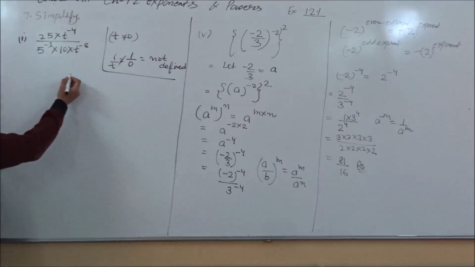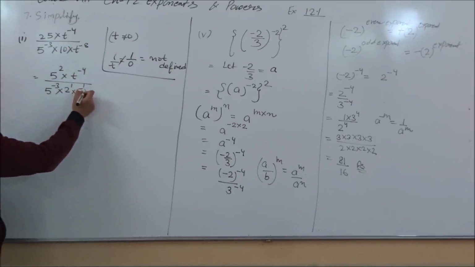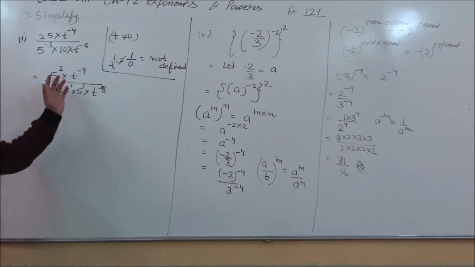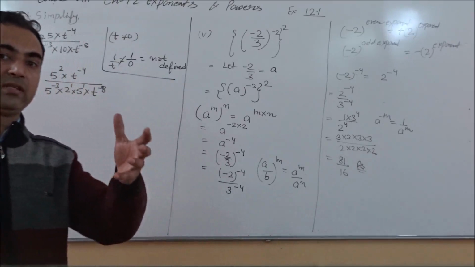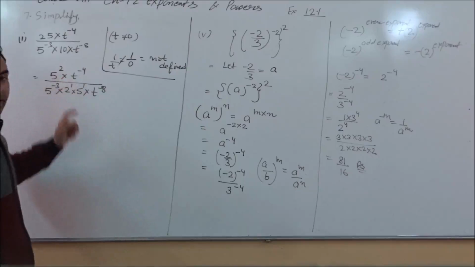First of all, we will write 25 as 5 raised to 2, t raised to minus 4, upon 5 raised to minus 3. And 10 we can write as 2 raised to 1 into 5 raised to 1 into t raised to minus 8. It means whatever number can be represented in prime factor form, we can change into the form of exponent.